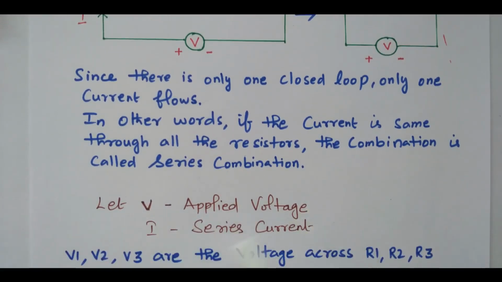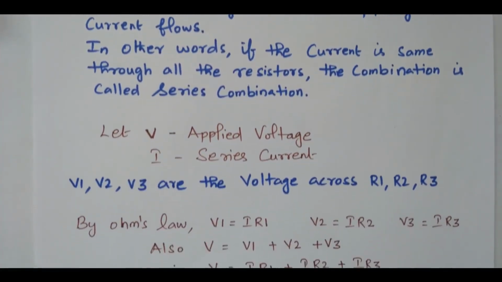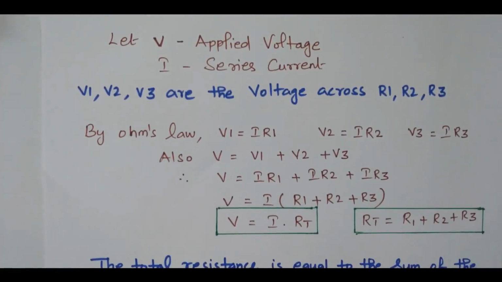Now V is the applied voltage, I is the series current. V1, V2, V3 are the voltage drops across resistors R1, R2, R3. First we will find the voltage V1. V1 is nothing but I into R1, since V equals IR. Voltage drop across R2 is V2 equals I R2. Similarly V3 is I R3. The current is the same in all the cases, only the resistance and voltage will be different.